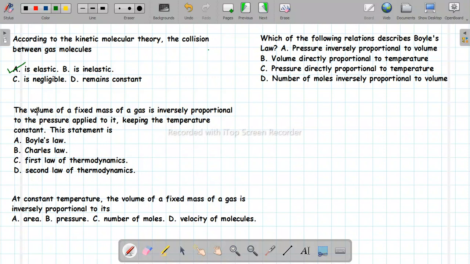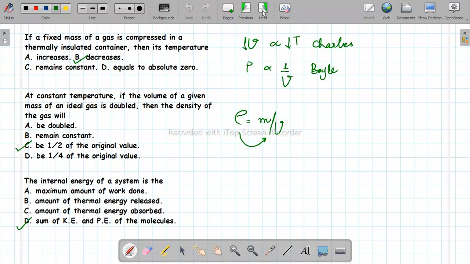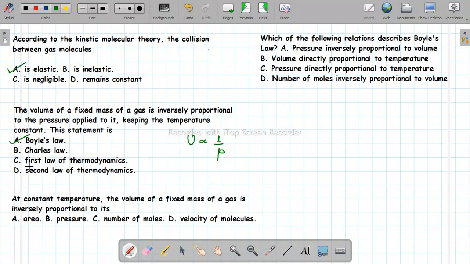Volume of fixed mass of gas is inversely proportional to the pressure, keeping the temperature constant. This is the statement for Boyle's law. Volume and pressure are inversely related. At constant temperature, volume of fixed mass of a gas is inversely proportional to what? We just saw here that volume is inversely proportional to pressure. It is the same statement, just rephrased, and it has been asked multiple times in past papers.